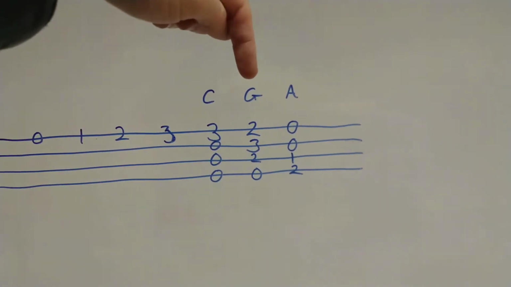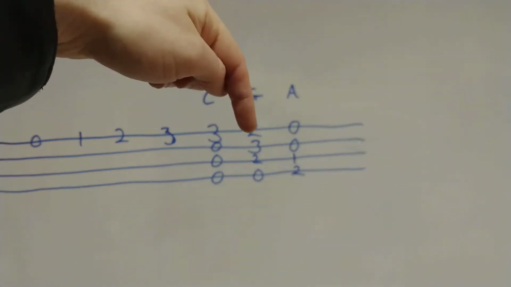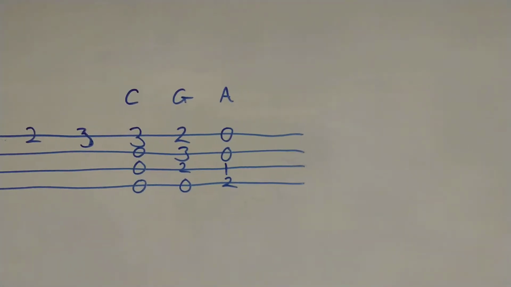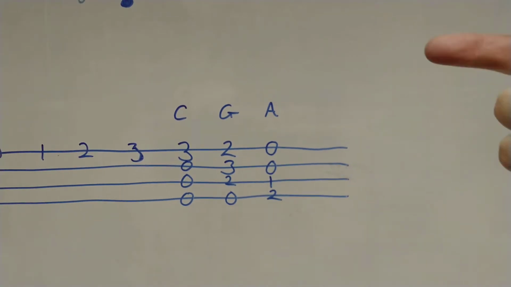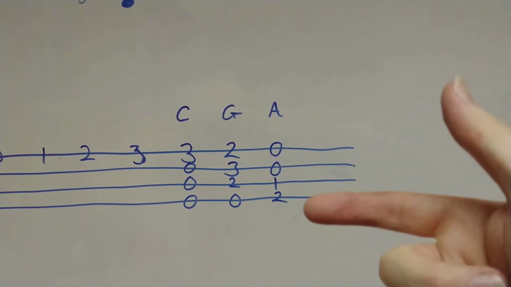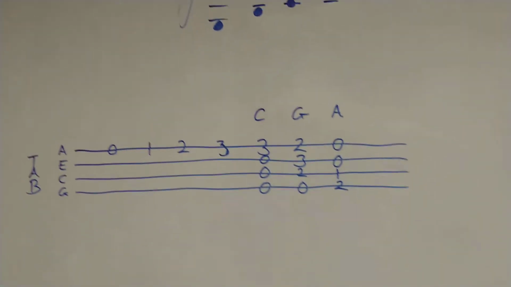And you can also look at a G chord. What that would look like as tab would be 2nd fret, 3rd fret, 2nd fret, 0 fret. And then another example would be your A, and you would have 0 fret, 0 fret, 1st fret, and 2nd fret. So that's what chords would look like as tab.